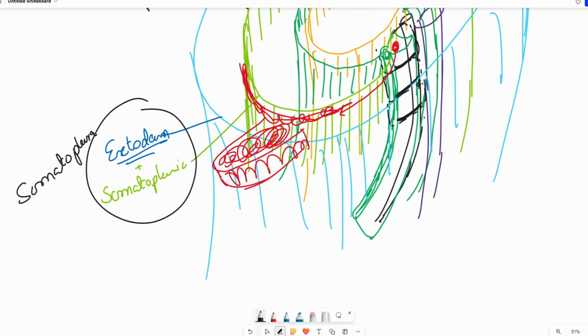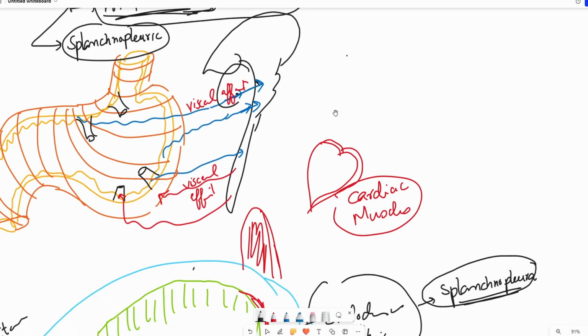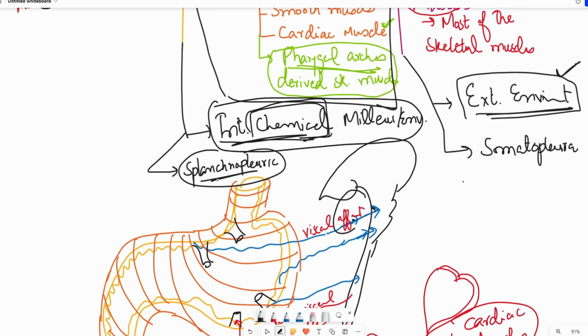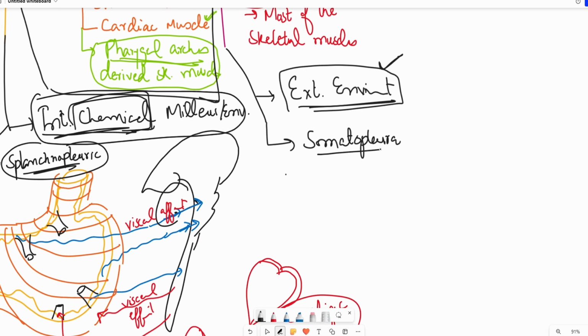So the target tissues of the somatic nerve fibers are derived from somatopleura. The target tissues of visceral fibers are derived from splanchnopleura, and the target tissues of somatic fibers are derived from somatopleura.